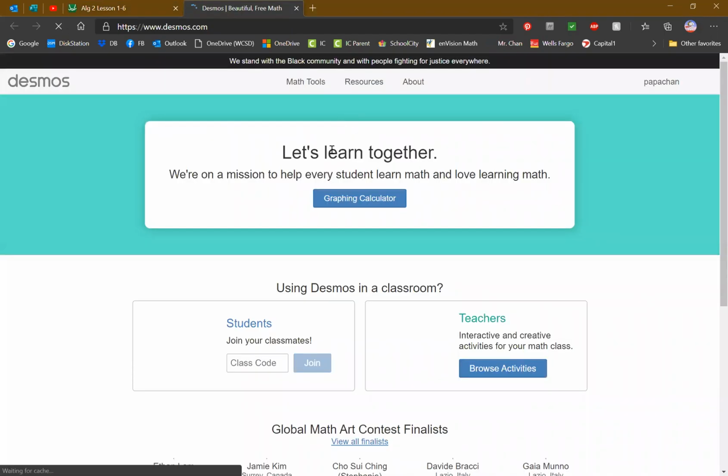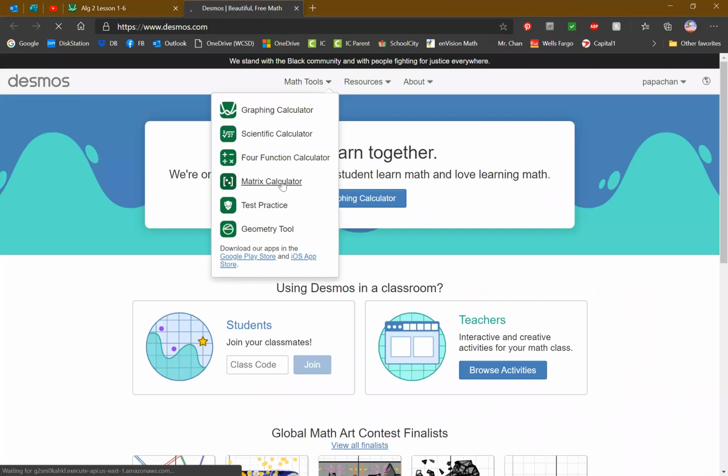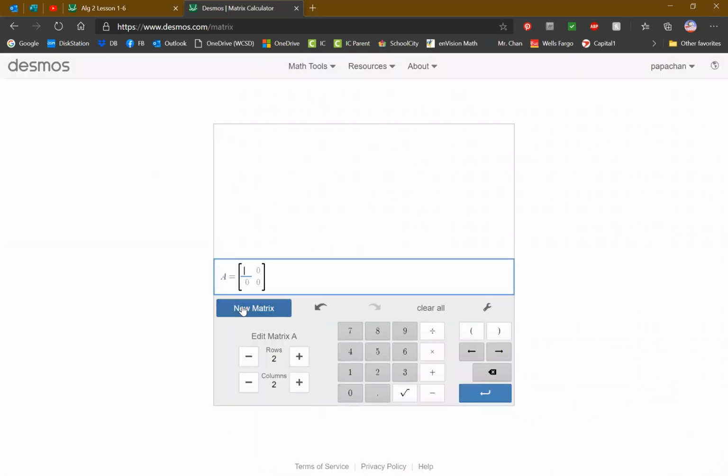You can click on something called a matrix calculator. I'm going to click on new matrix, and this is going to be 3 rows by 4 columns. And I'm going to put in what are called the leading coefficients into this matrix. We'll talk more about that in a second on the last page there.